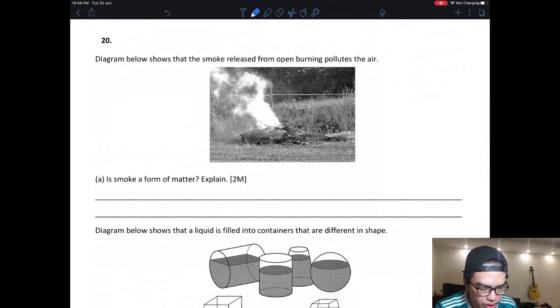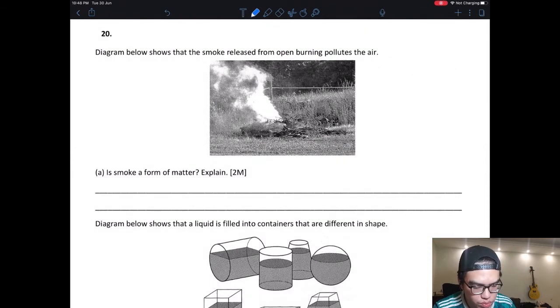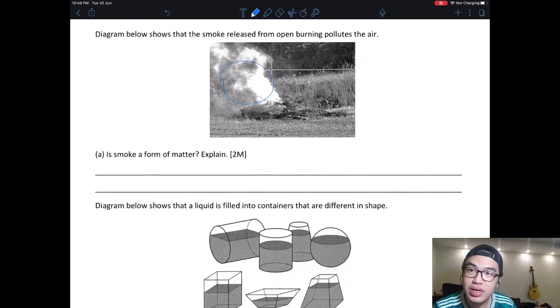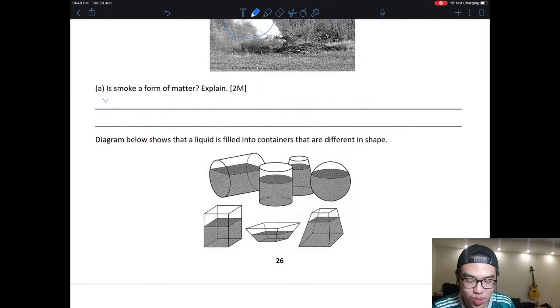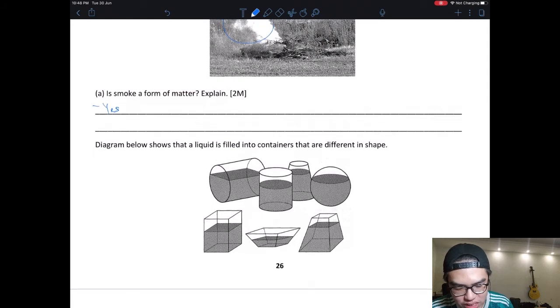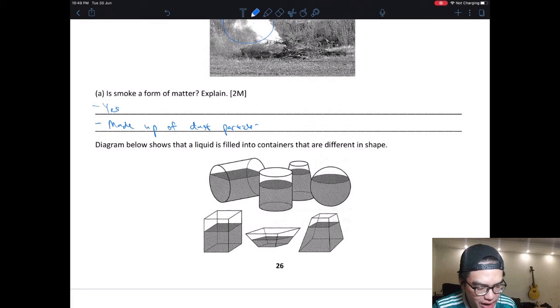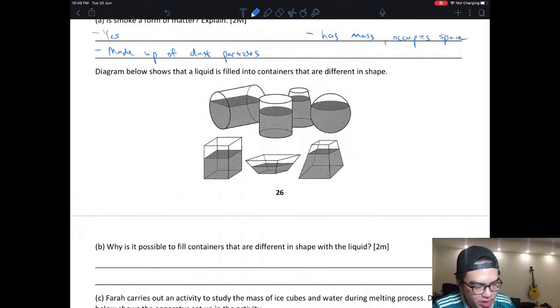So 20, smoke released from open burning. As you can see, this is the smoke. Is smoke a form of matter? Yes. Remember what is matter? Matter needs to have 2 characteristics, which is it has mass and occupies space. So what is smoke actually? Smoke is made up of dust particles. So it has mass and it occupies space. Easy 2 marks.